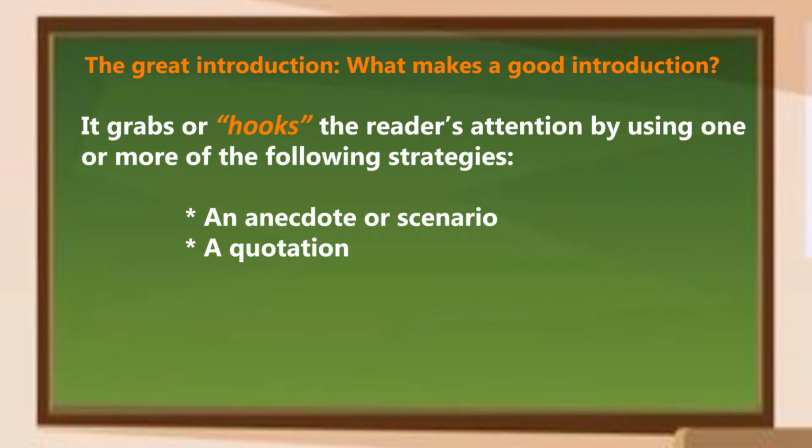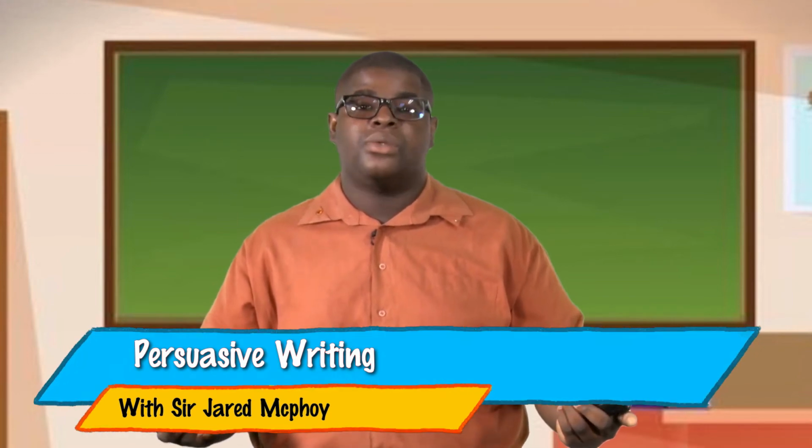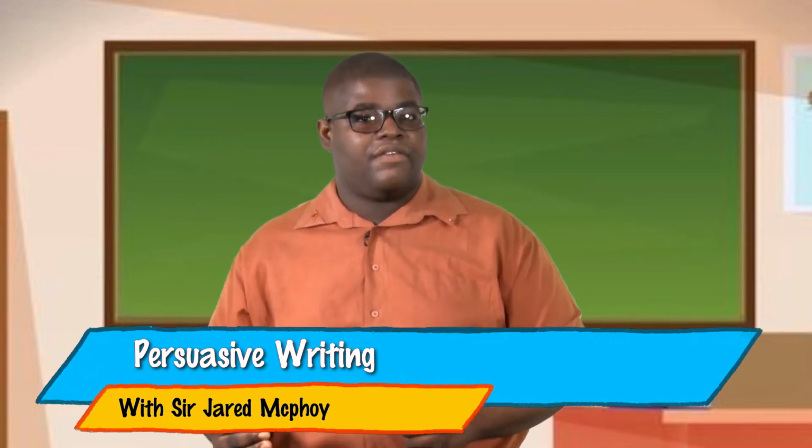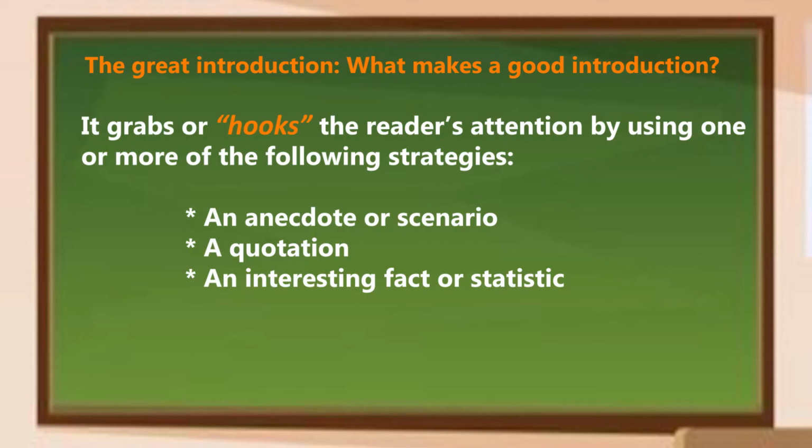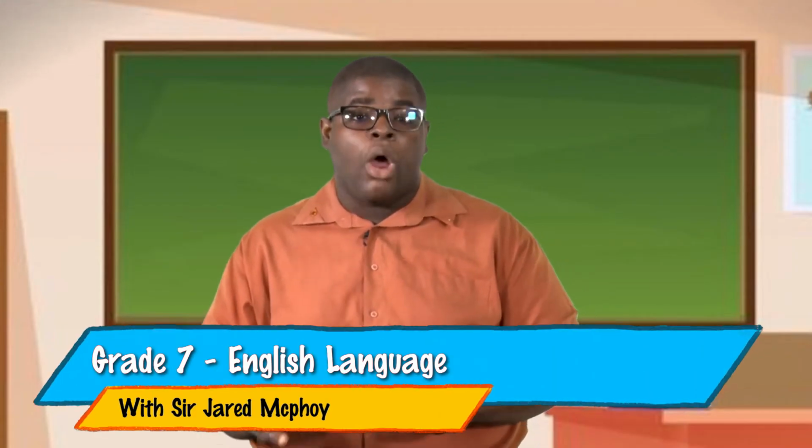So if you're saying something by Martin Luther King, you need to have at the end of his quote, Martin Luther King Jr. Another strategy you can use, an interesting fact or statistic. Now this is something I love to do whenever I'm writing any essay. I like to start with an interesting fact on the topic or a statistic that is once again going to be connected to my main point or points.